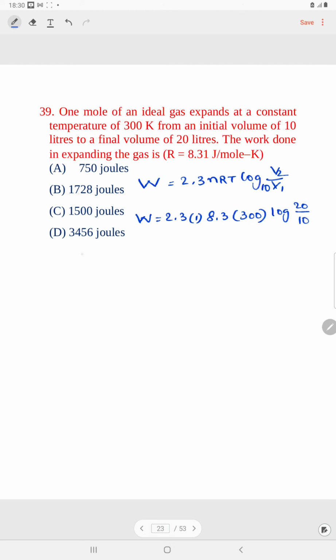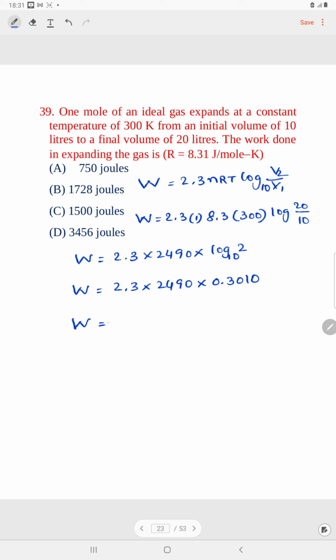Now it is 2.3, number of mole is 1, R is 8.3, temperature is 300 and log V2 is 20, V1 is 10. Now if you simplify it, 2.3 into 8.3 into 300 is 2490 into log 20 by 10, which is log 2 to the base 10. Next, work done is 2490 into log 2 base 10, which is 0.3010. If you simplify this, you will get the answer as 1728 joule.